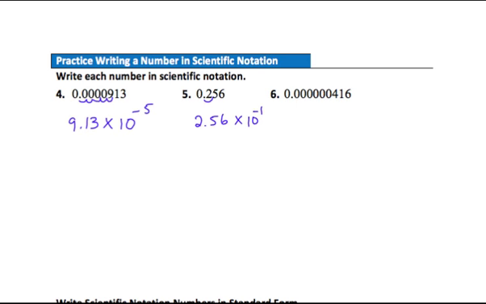Question 6. All right, to get it in scientific notation, we need it to be 4.16 times 10 to the... well, we're going to make this 4.16 a much smaller number. So I better multiply by a negative exponent there. 1, 2, 3, 4, 5, 6, 7 spots. So 10 to the negative 7th.